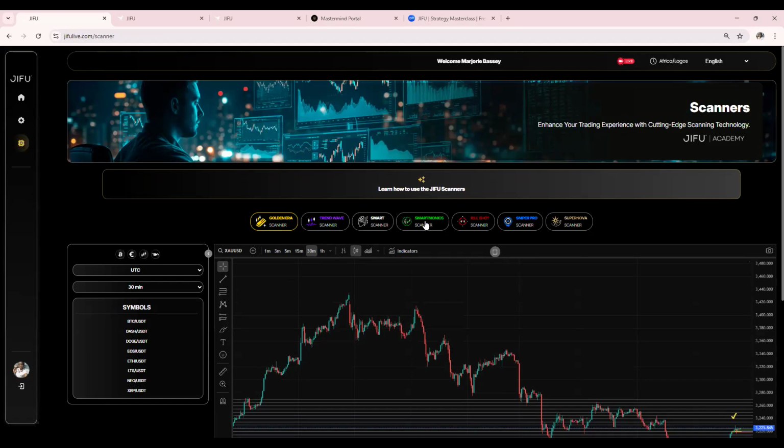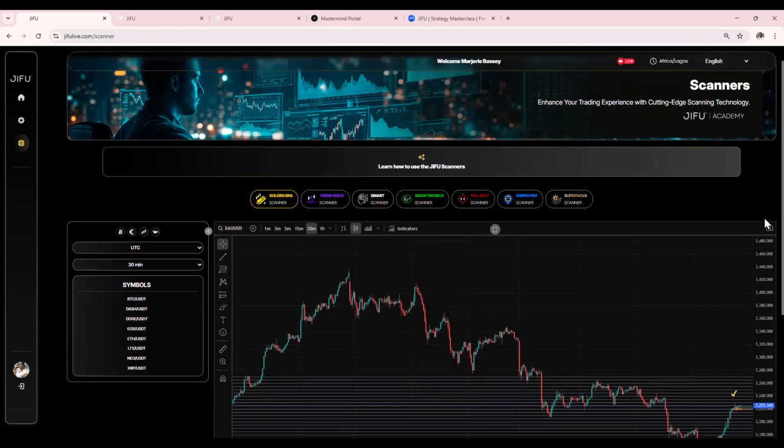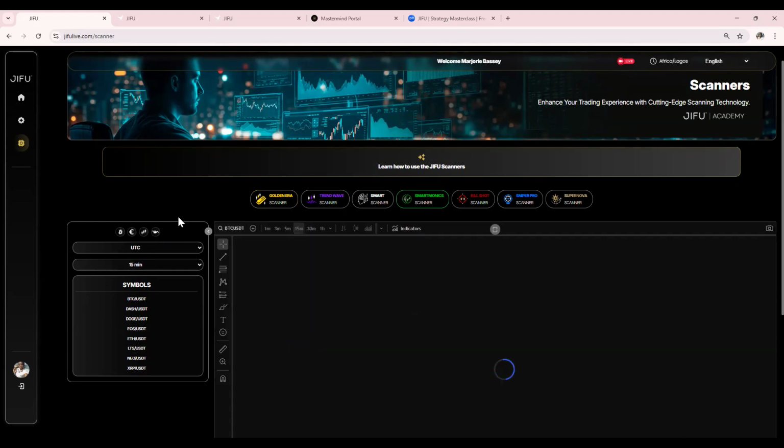Then Smartmonics is what we are going to look at. Kill Shot gives you trend direction. Sniper Pro also gives you trend direction, and also tells you how strong the trend is. This Supernova scanner is actually a new scanner, and I've not really taken a look at it to see what exactly it does, because with Trend Wave, Smartmonics, Sniper Pro and Kill Shot, we're already sniping a lot. But it's fine. Let's go back to Smartmonics.